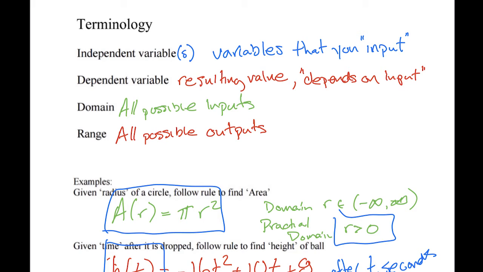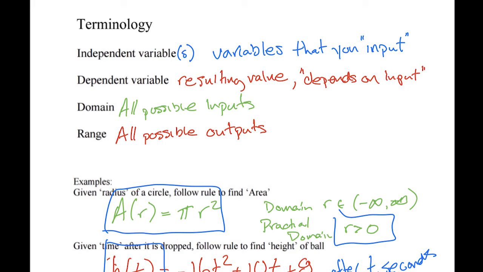some terminology. An independent variable is the variable that is input into the rule, into the function. The dependent variable is the resulting value. It depends on the input, right? So if you plug in a value, that's the independent variable, it can be whatever you want. And what comes out depends on what you plugged in.